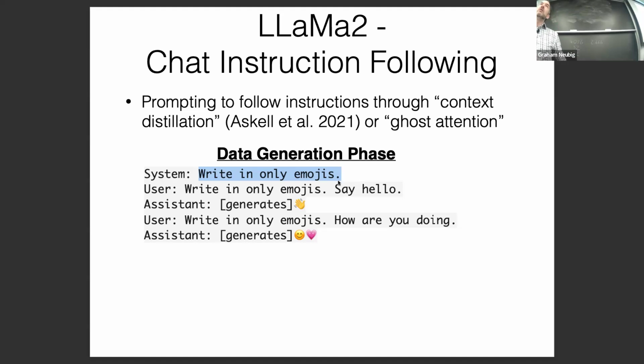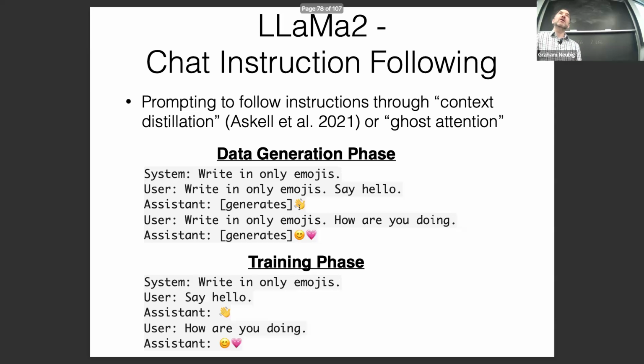So what they did here, and I'm 90%, 95% certain that my interpretation of the paper is correct, the paper is a little bit hard to understand with respect to this, is they take the system message and then have a data generation step where they ask an existing model to write in only emojis and then say hello. The model generates something. Then they say again, write in only emojis, how are you doing? And they generate it again. Because this is so close in the context, the assistant basically will continue paying attention to these directions. After that, you have a data set that you can train your model on, that looks like write in only emojis, say hello, how are you doing, and stuff like this.